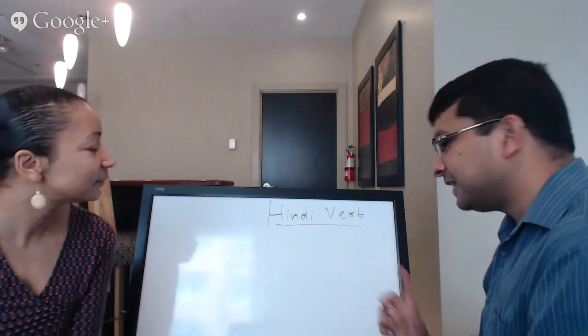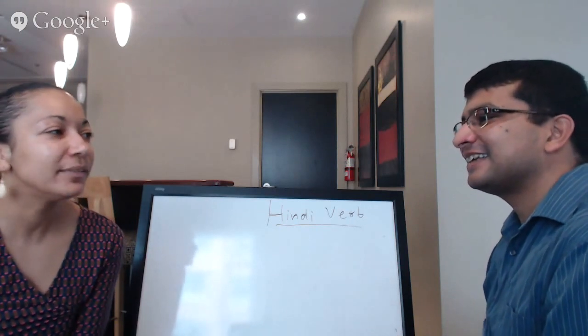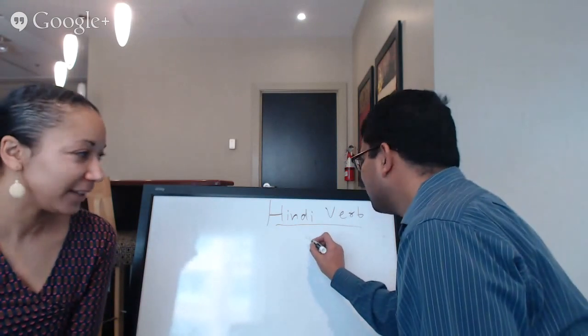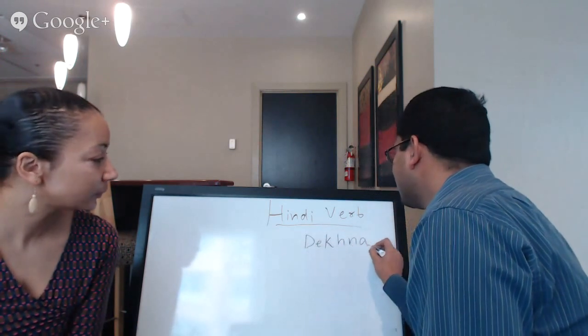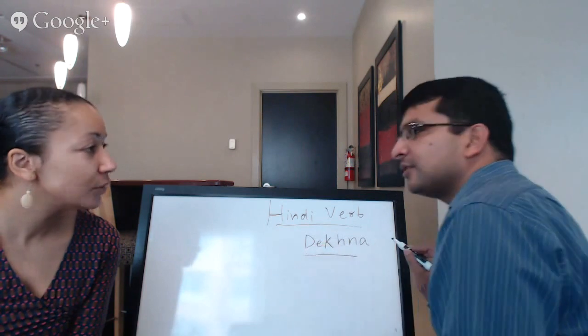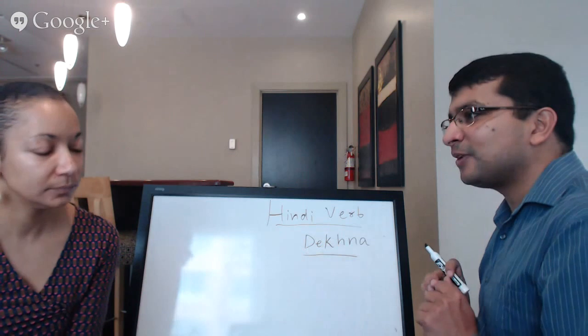So we'll take one verb and we'll practice around that. We'll start simple. Which one should we take? How about dekhna? Okay. Simple? Yeah. So dekhna is to see. To see. Okay. Let's take one example of it.